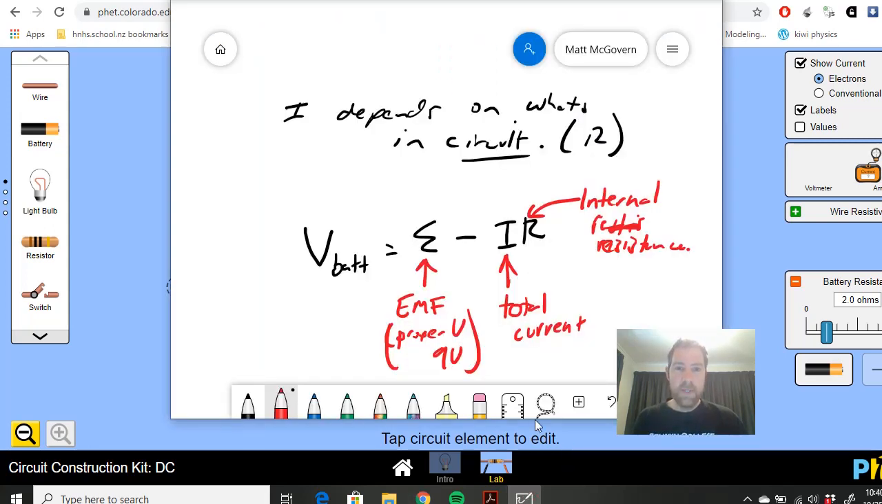So this resistance within the battery we call internal resistance. EMF is the proper voltage. I times R, we know from another formula, V equals IR. So this is measured in volts. This together is measured in volts as well, and this gives us our voltage of the battery.